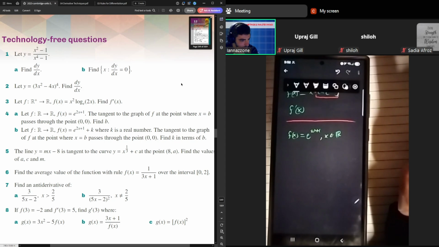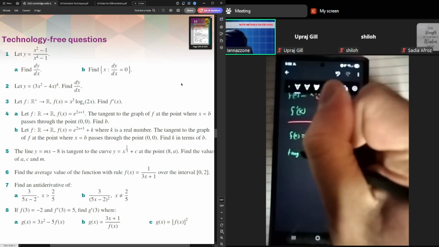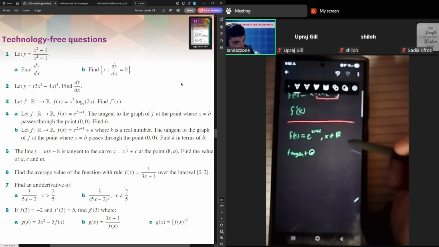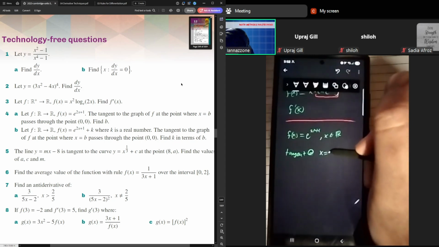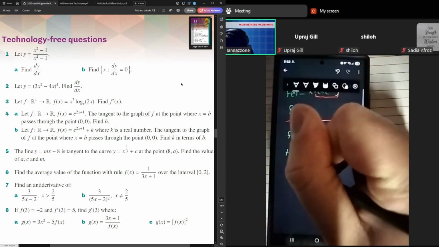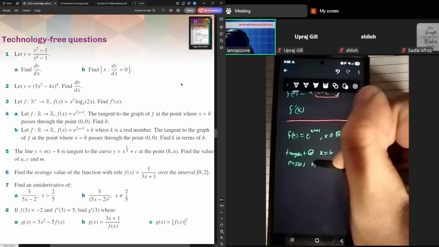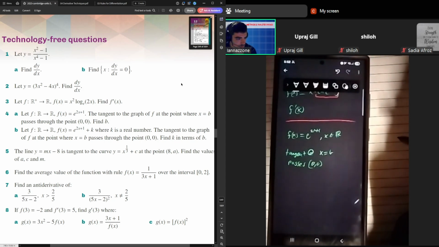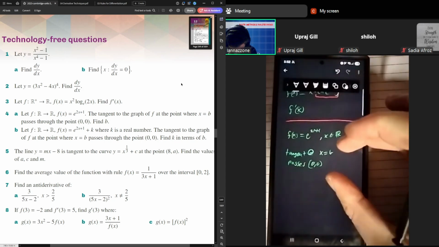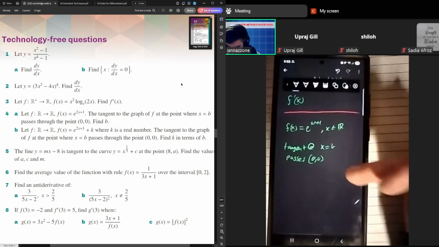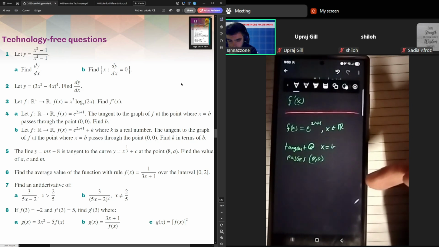But okay, so we've got our function, and then we're told the tangent at x equals b passes through the origin, 0, 0. And we have to figure out what b is based on that. So it's mentioned tangents already. What kind of things become important when trying to find tangents, or just any question that has tangents in it?